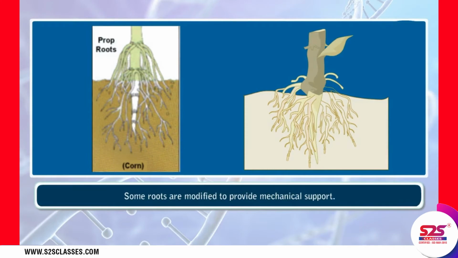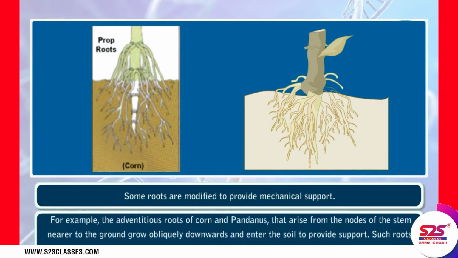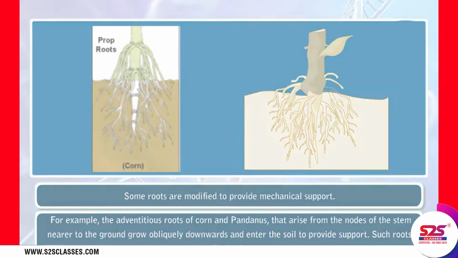Some roots are modified to provide mechanical support. For example, the adventitious roots of corn and pandanus that arise from the nodes of the stem nearer to the ground grow obliquely downwards and enter the soil to provide support. Such roots are called stilt roots.